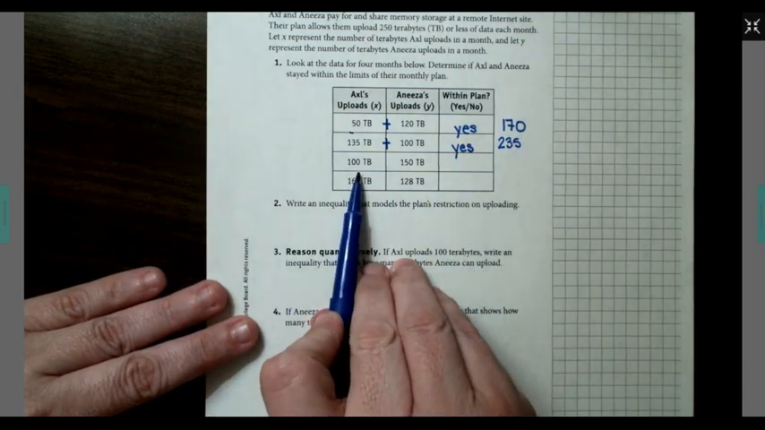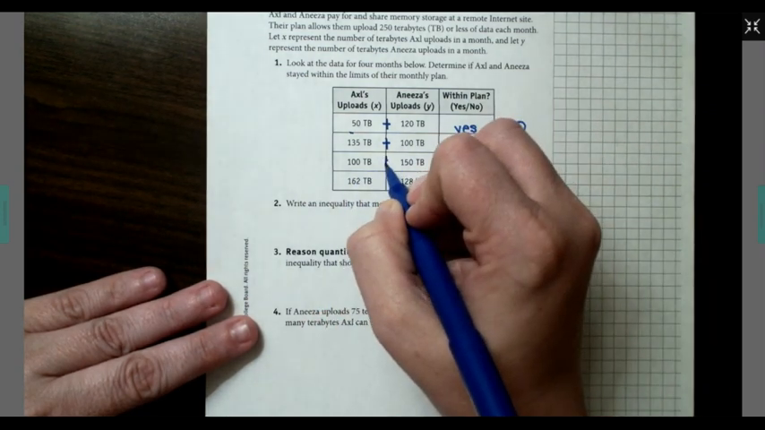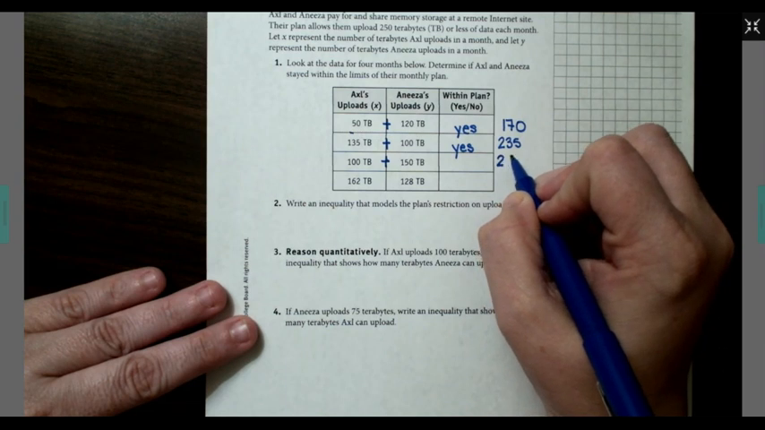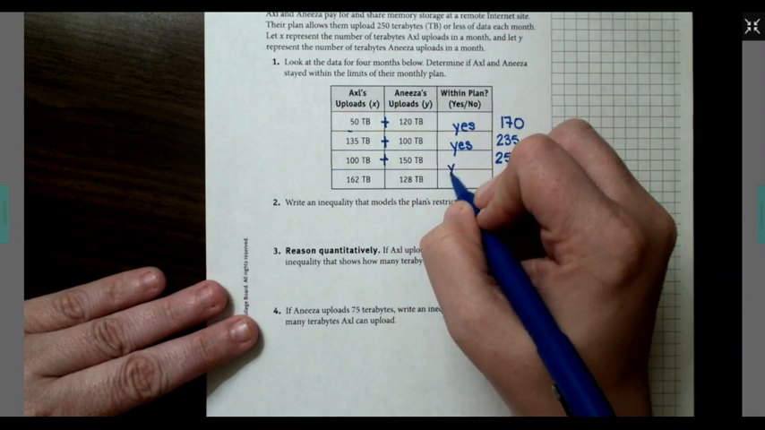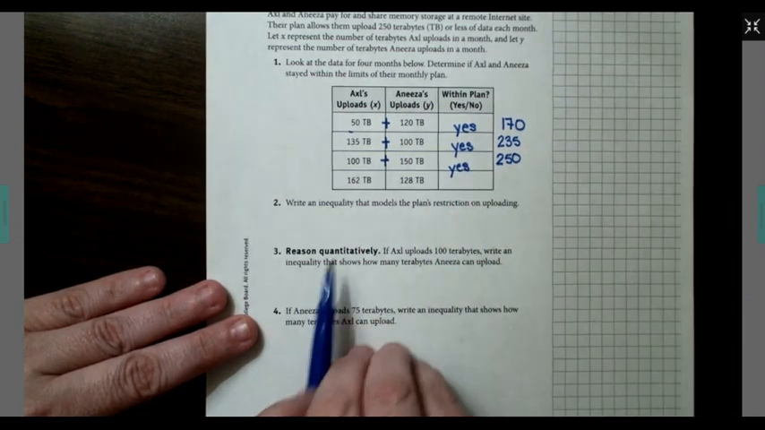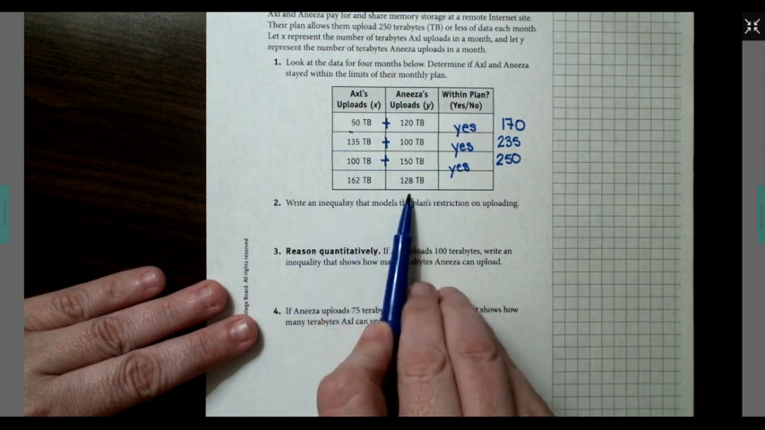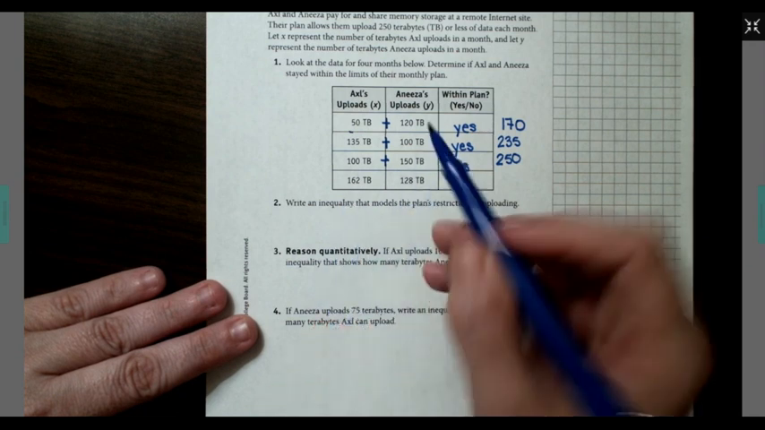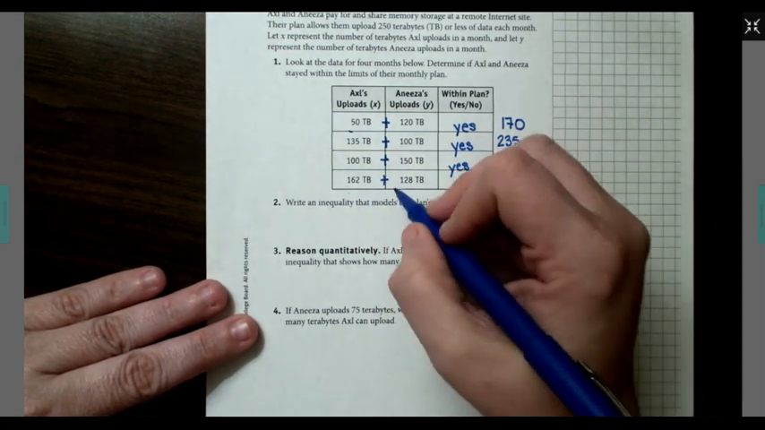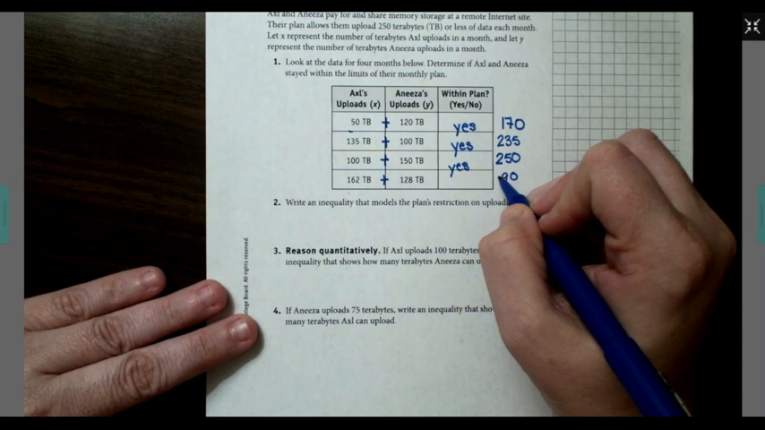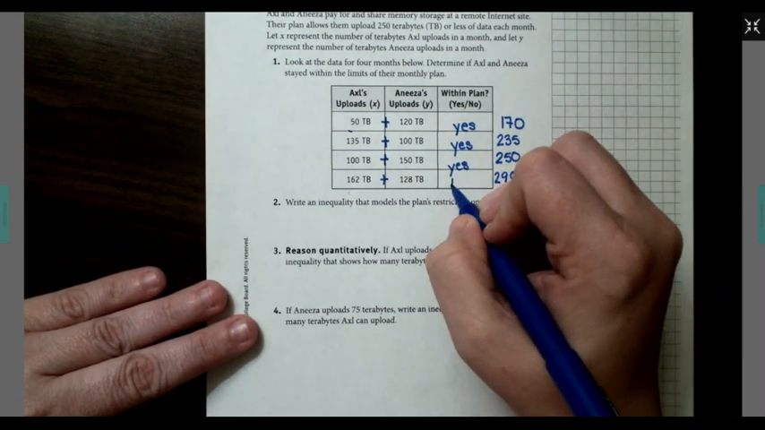Here, Axel uploads 100, while Inez uploads 150. Together they uploaded 250. Did they stay within their plan? Yes. Here, Axel uploads 162, Inez uploads 128. Together they uploaded 290. Did they stay within their plan? No.